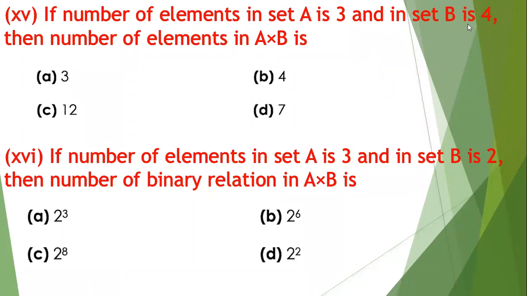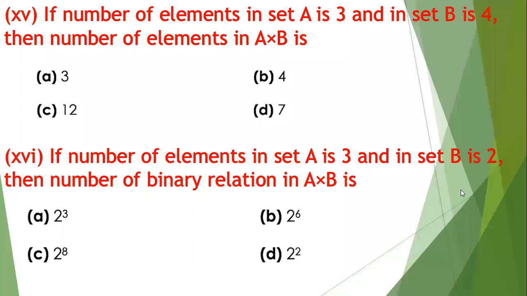If the number of elements in set A is 3 and in set B is 2, then what is the number of binary relations? Make sure, students, that the number of elements and the number of binary relations are two different concepts, as I told you in the exercises. So you're not going to be confused here. Fine. So you're now going to tell me the number of binary relations, what it will be.